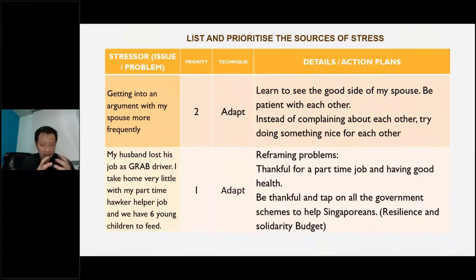Of course, for the second example, the one on livelihood, you can reframe the whole situation. What about just being thankful for a part-time job and having good health? For example, the whole family is still in good health. I know this doesn't sound like it helps a lot practically, but it will really manage the stress level. Just be thankful that you can tap on all the government schemes to help Singaporeans, the resilience and solidarity budget, and all that.